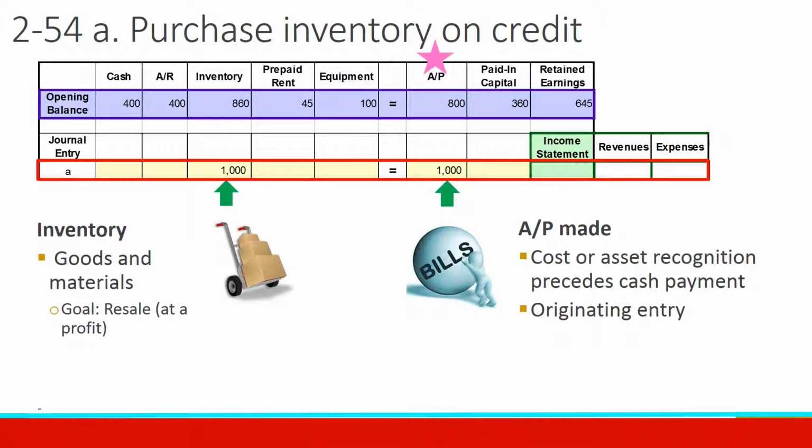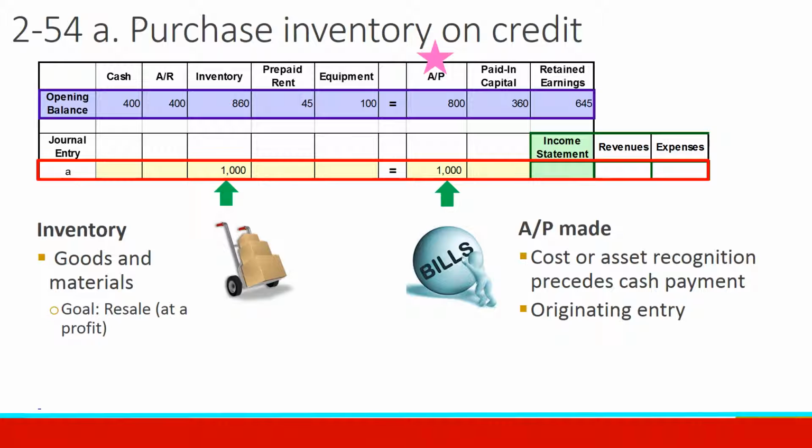So let me review a little bit about these accounts. Inventory are goods and materials that we purchase specifically with the goal to resell these items at a profit. An account payable is a type of liability, and that's where we're going to store and record some of the business IOUs. In the case of an account payable, it generally is debts that we have that are business related that are documented with an invoice.